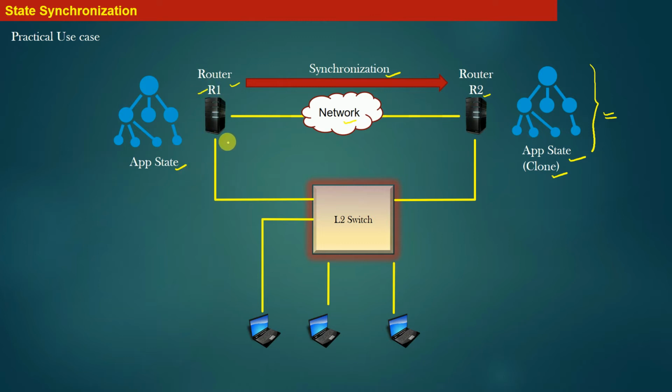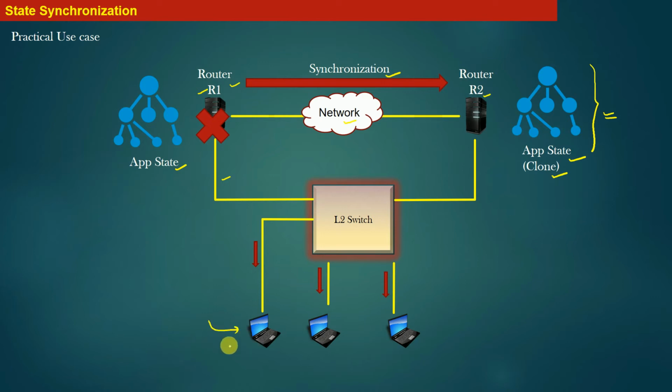Now, as we discussed, the primary router R1 is the router which is providing services to these end users. So you can see that these arrows represent the service that is provided by the router R1 to these end users, right? So this is the traffic that is flowing from the router R1, and the L2 switch is distributing this data to the end users. Now suppose that the router R1 fails, right? So the end users will stop receiving the traffic.